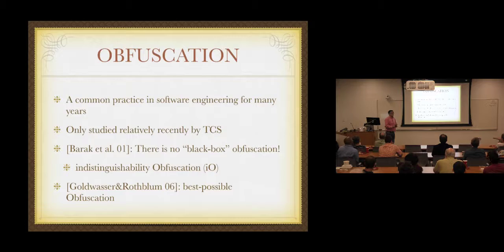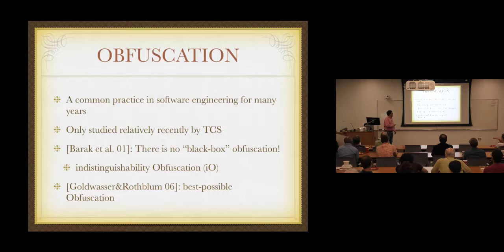But it hadn't been studied by theoretical computer science, and I think it only started with this paper. Barak and co-authors in 2001 proved that if you design the obfuscation as a virtual black box obfuscation, meaning you cannot see anything, you just see a black box here, then it's impossible. So there's no such virtual black box obfuscation for general programs, right? Of course, I think the domain is general programs.